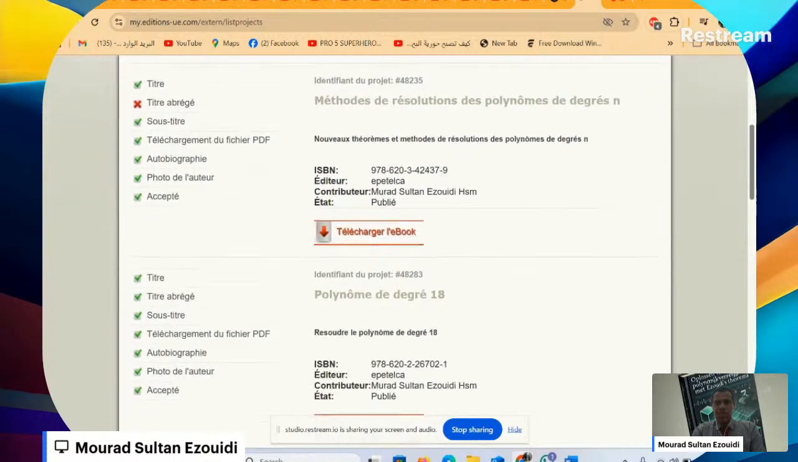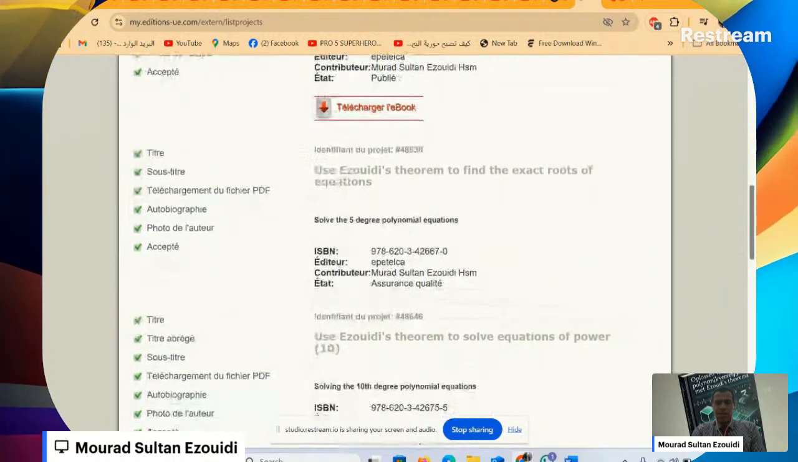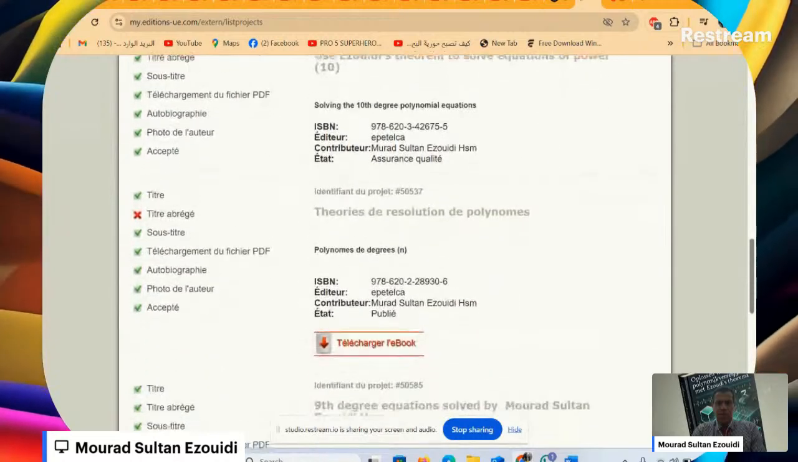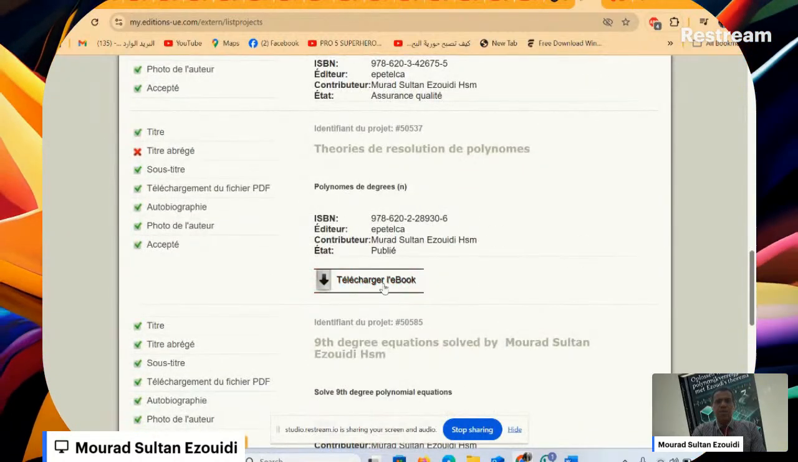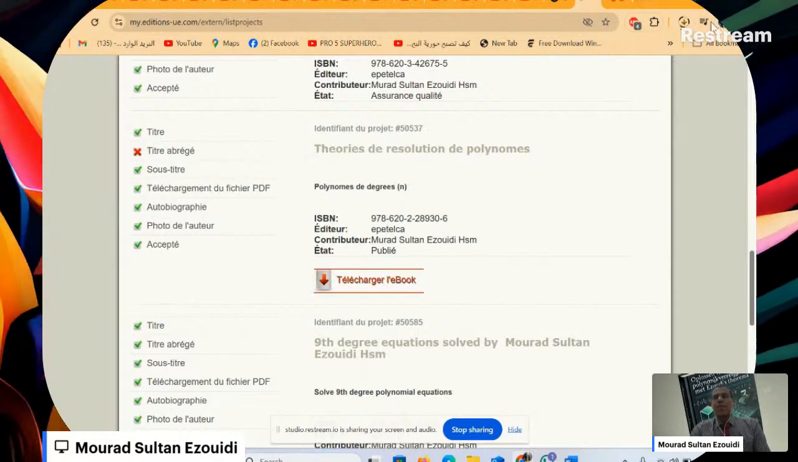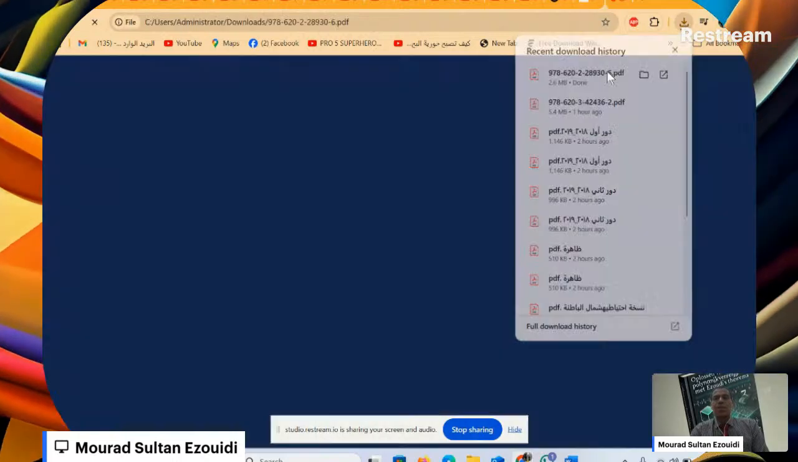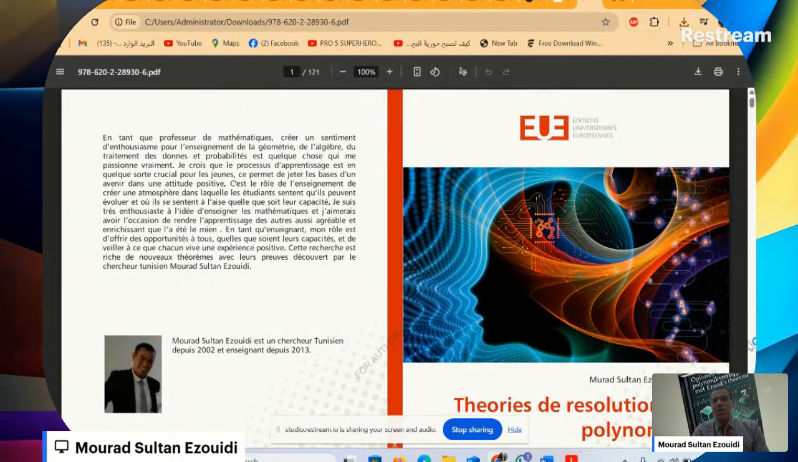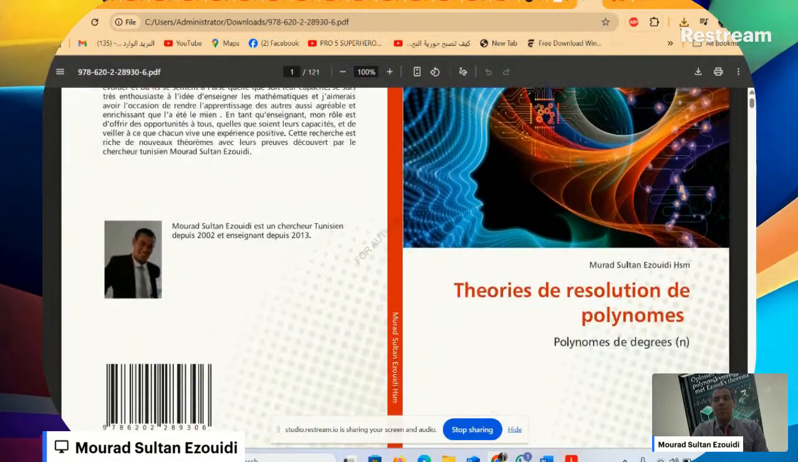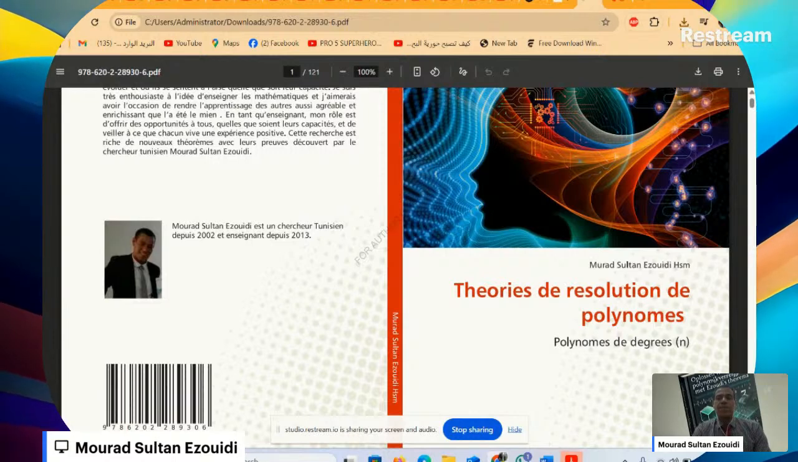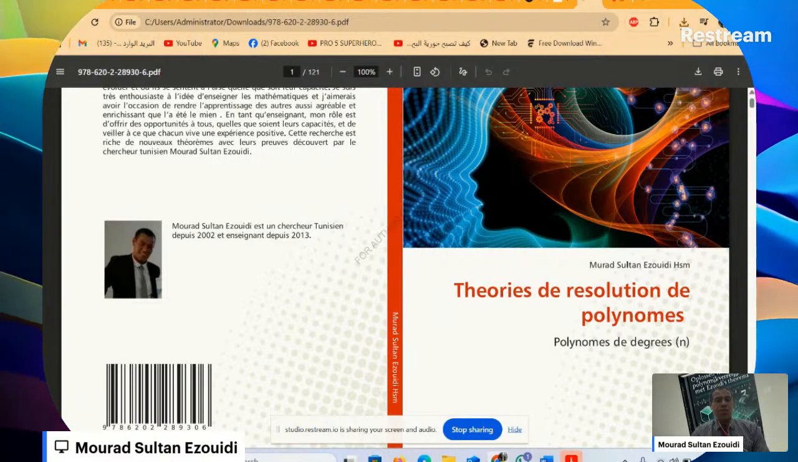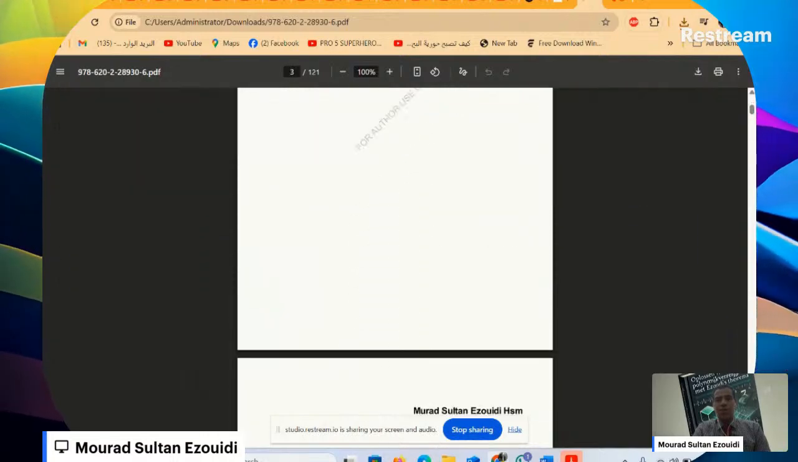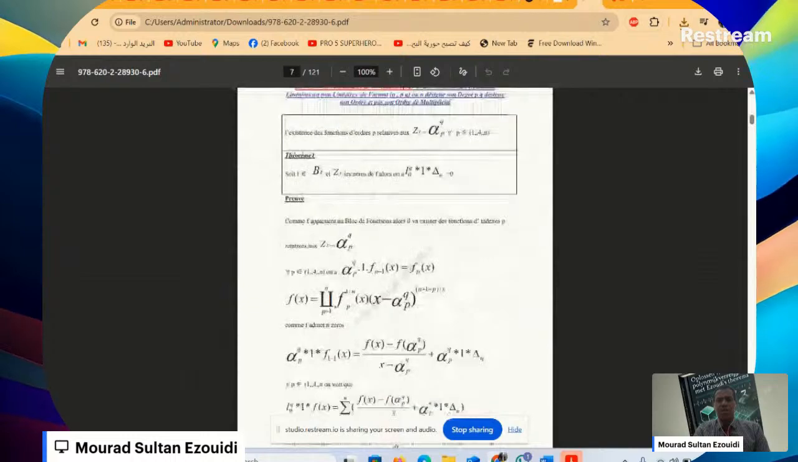I published them in several editions. Yes, all of these are my books, including the one on putting to the power n. These are my books, my professors and my learners. You can benefit from them. You can buy them if you want. This is how to solve equations to the power n. And there are many theorems in this book, maybe 20 or 30 theorems with their proofs, focusing on solving equations to the power n. These are the books.